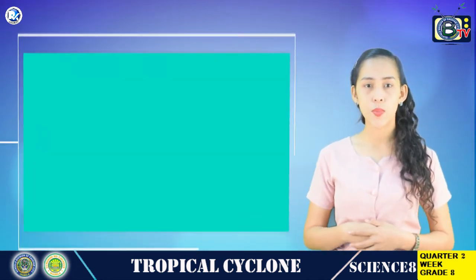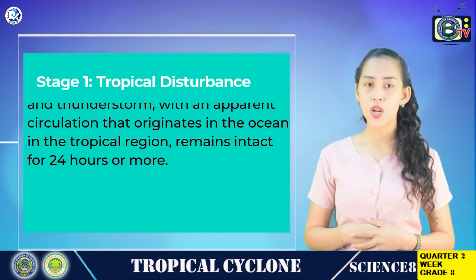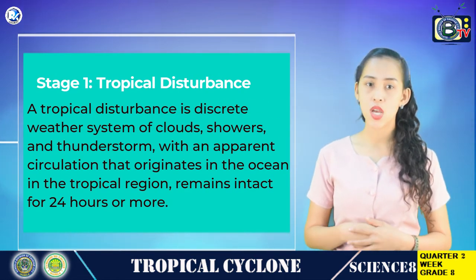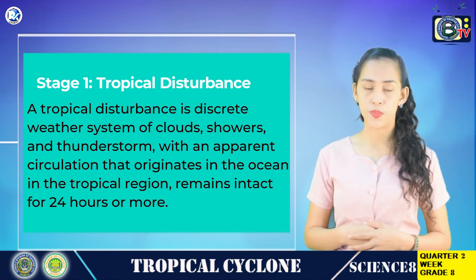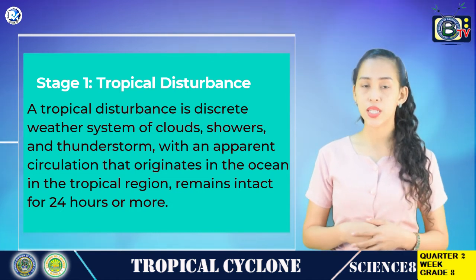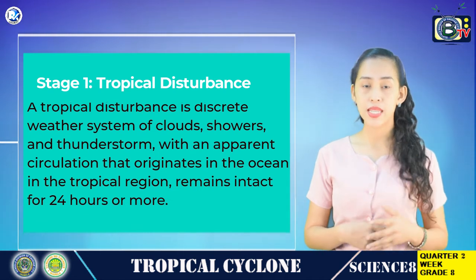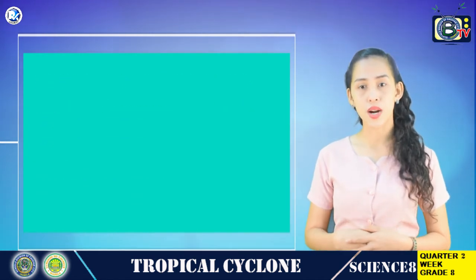Stage 1, tropical disturbance. A tropical disturbance is a discrete weather system of clouds, showers, and thunderstorms with an apparent circulation that originates in the ocean in the tropical region and remains intact for 24 hours or more.